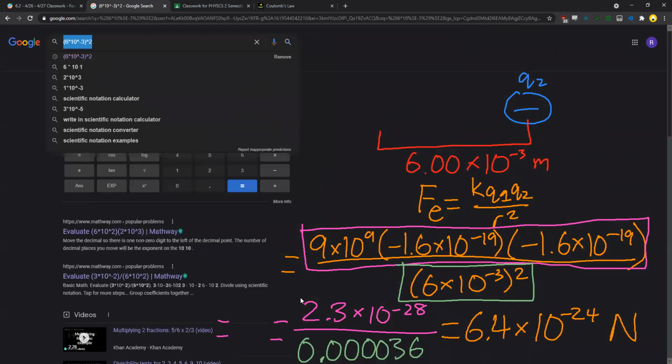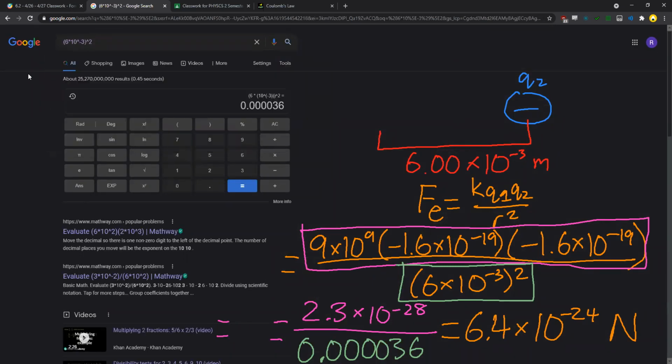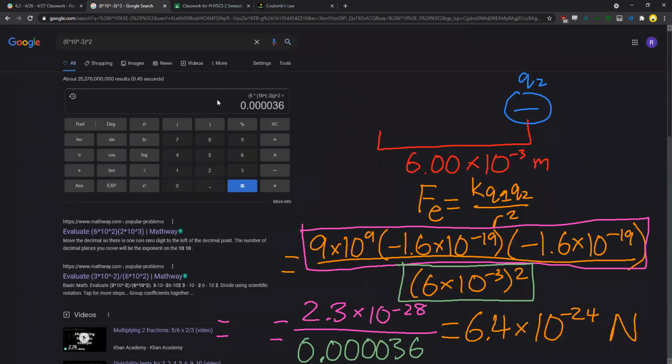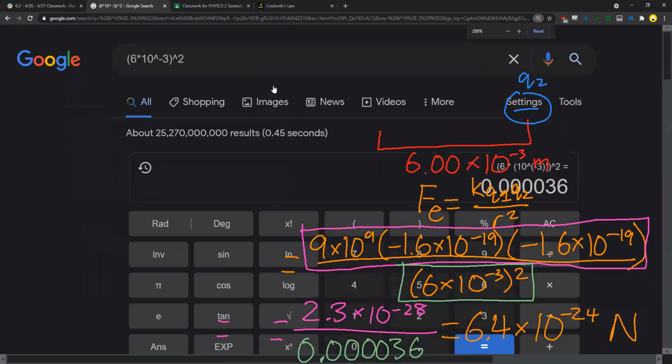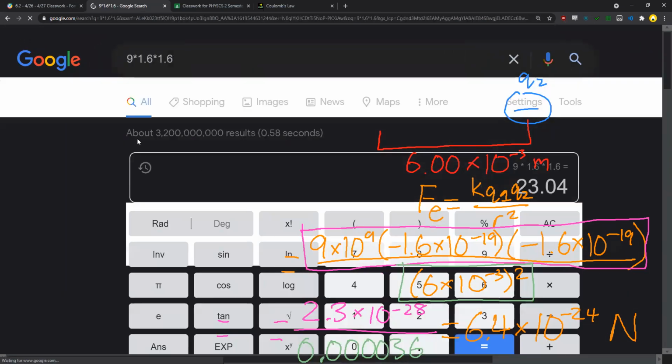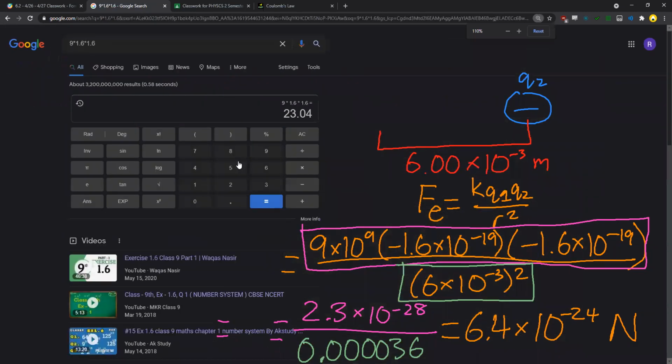If you find it easier to add the exponents, then do it by all means. Do it however you want. You can do it both ways. You got 23.04. What is your exponent? Okay, I got what you did. You did 9 times 1.6 times 1.6, and you got 23.04. Sure.